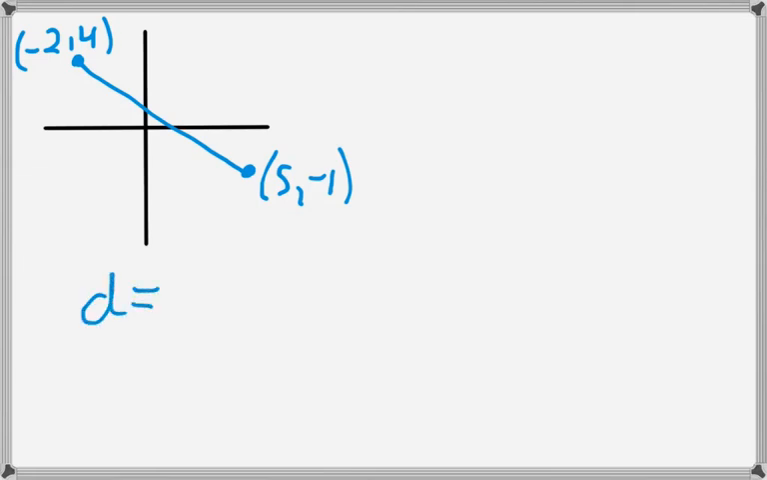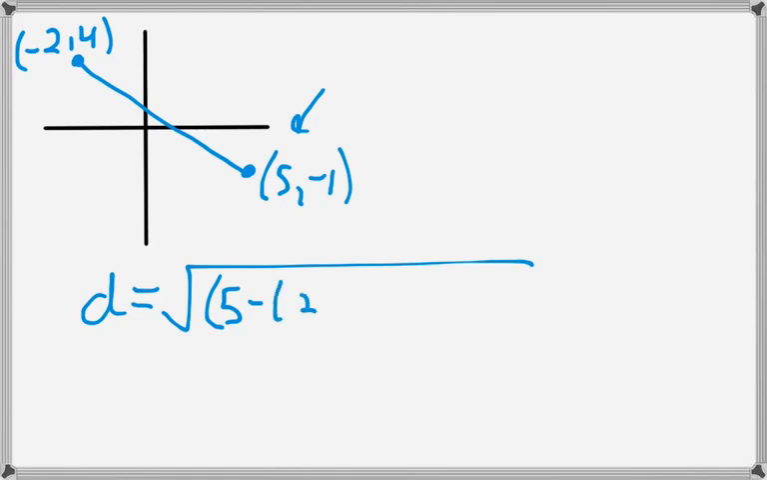For example, if we want to find the length of this segment here, say this point is -2, 4, and this point is 5, -1. In the first set of parentheses in our formula, it says x2 minus x1, so we're just subtracting the x coordinates there. The x coordinate of this point is 5, and the x coordinate of the other point is -2. So we're going to have 5 minus -2. And then in the second set of parentheses, we subtract the y values. So -1 minus 4.